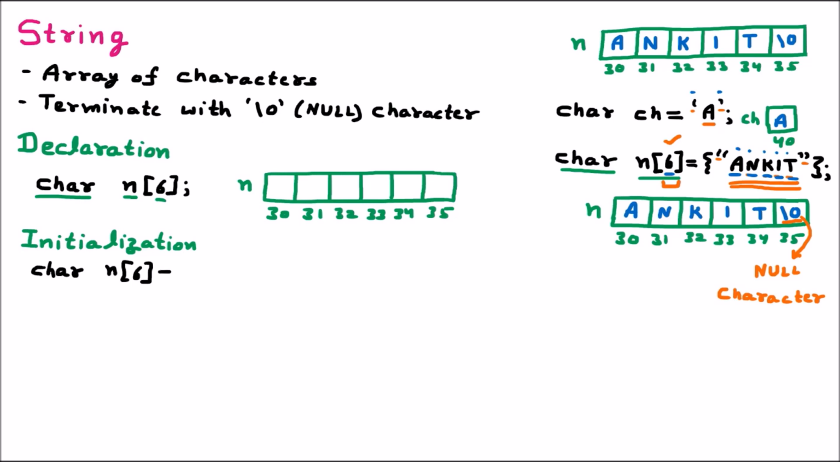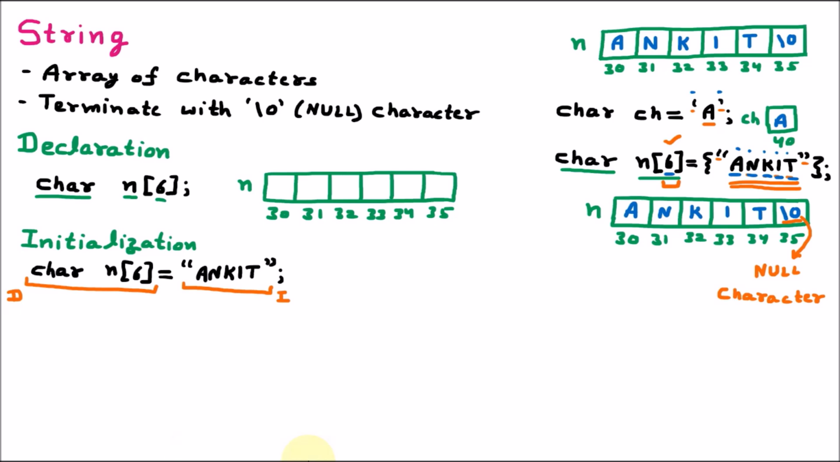Then afterward, equal to, then we have the double quotes and we provide the name. Let's say I am providing here Ankit. So this is called initialization. Here the first part, starting from char till n[6], is called the declaration. And here we are providing its value, which is Ankit, and that is called initialization.